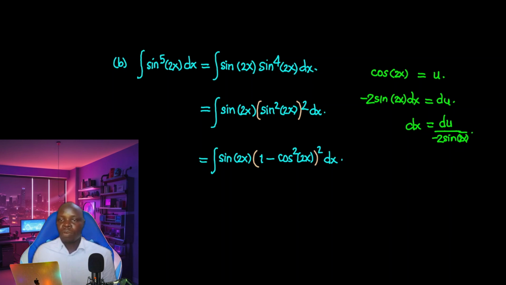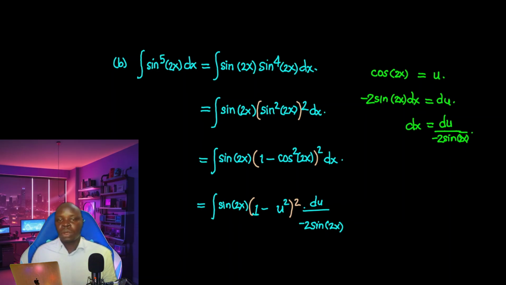So after that, we can move on to make a substitution where we have the integral of sine 2x multiplies our 1 minus, instead of cosine, this time we're using u, because that is what we have given here, and is raised to power of 2. And also instead of the dx, we can write du over negative 2 sine of 2x.